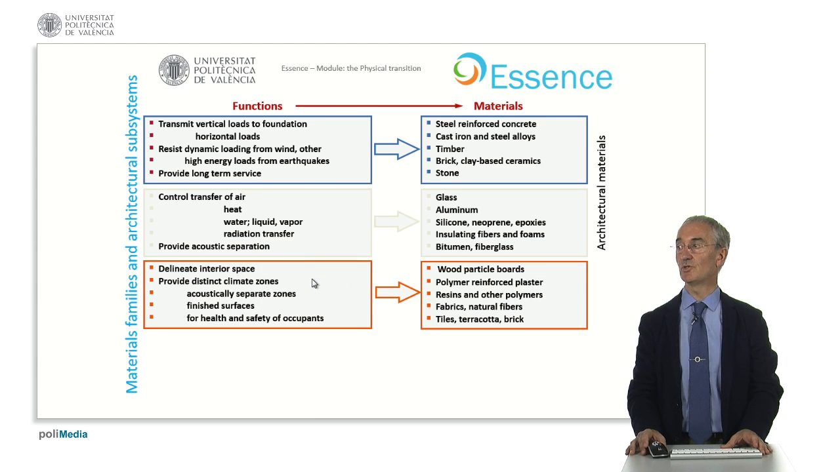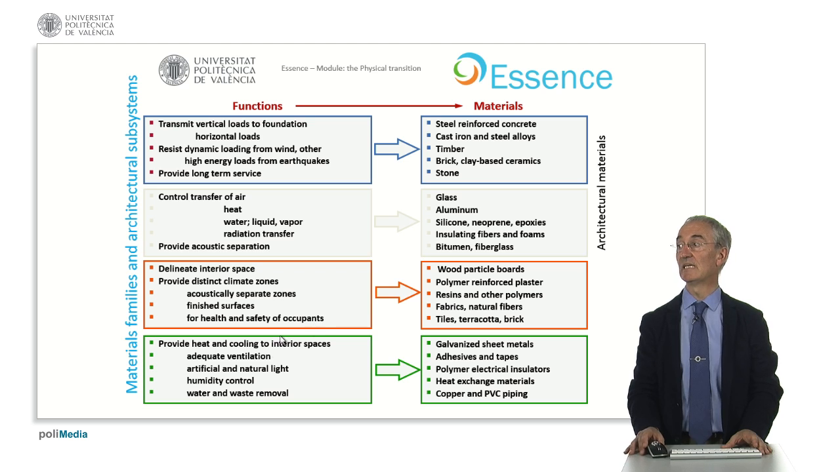Then we should see how the walling, the partitioning of the space, should be considered. These are the constraints: delineate the spaces, provide climatic zones, and separate the different elements, even including finished services, health, and other safety considerations. Again, wood, polymers, resin, fabric, tiles, and so on.